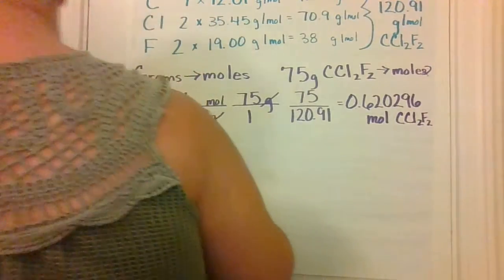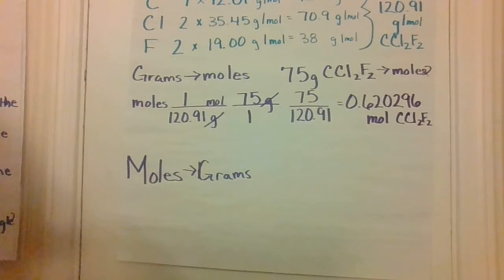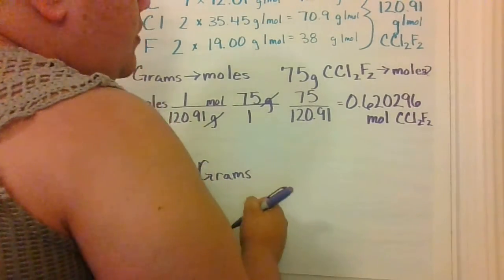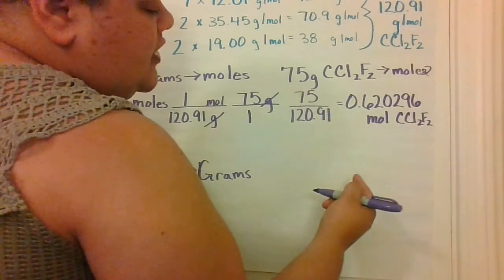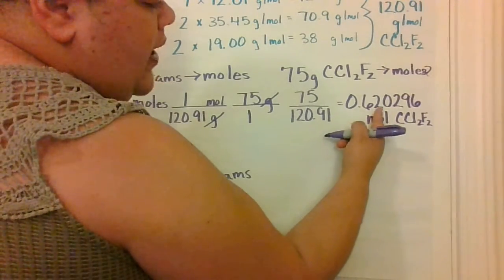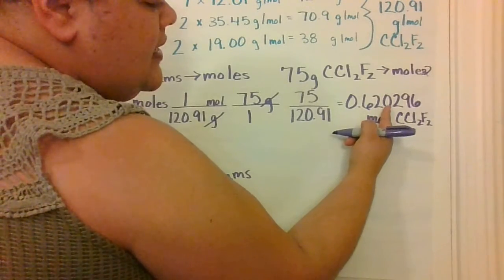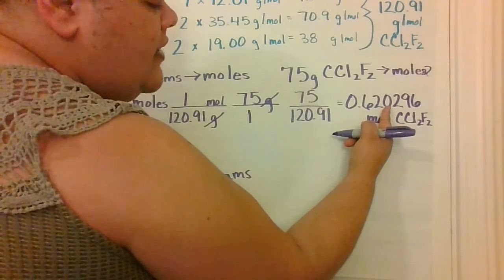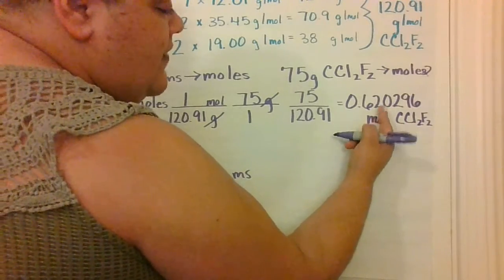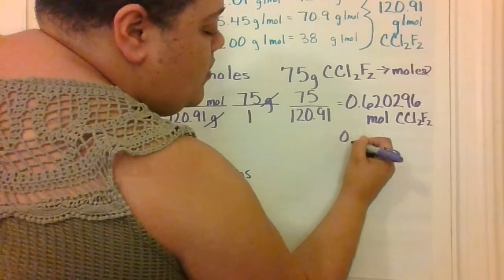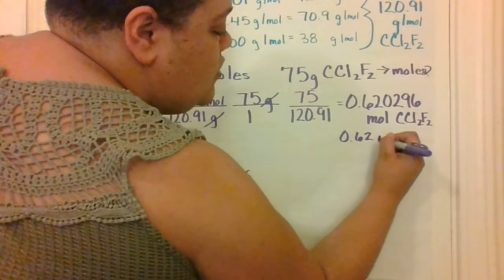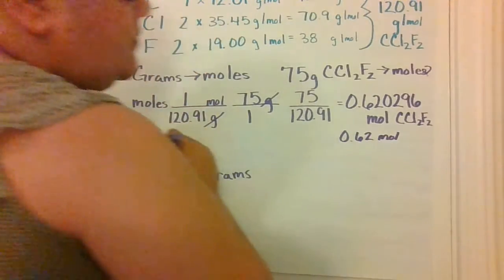CCl2F2. Always remember to round your answers to the appropriate place that is either placed in your instructions or in your questions. So in this case, we'll round this one to the nearest hundredths place. So that will be rounding it here. We look to the number right next to it and see if it's more or less than 5. 0 is less than 5, so we would round this to 0.62 moles. Okay?